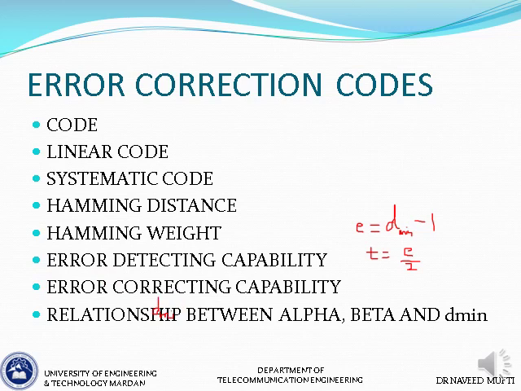Dmin should be greater than or equal to alpha plus beta plus 1.